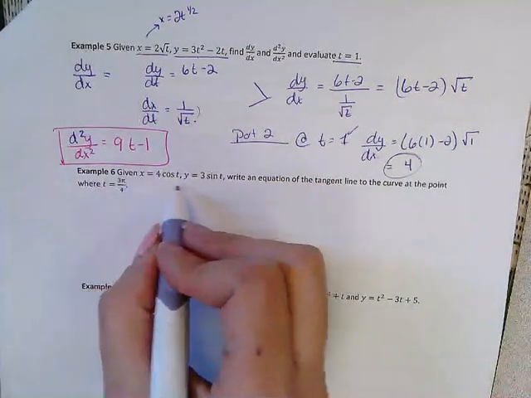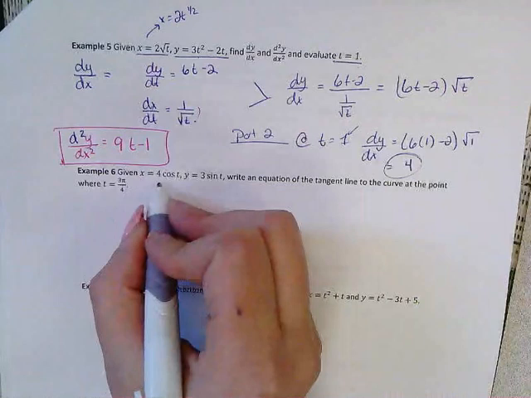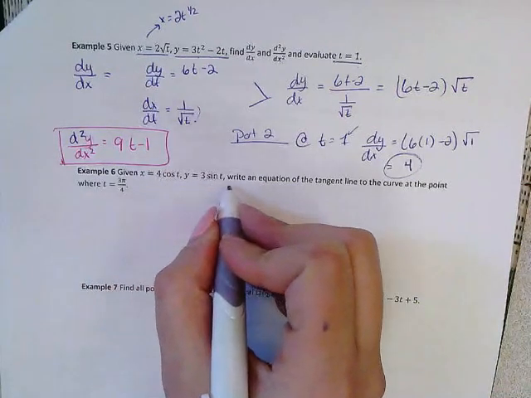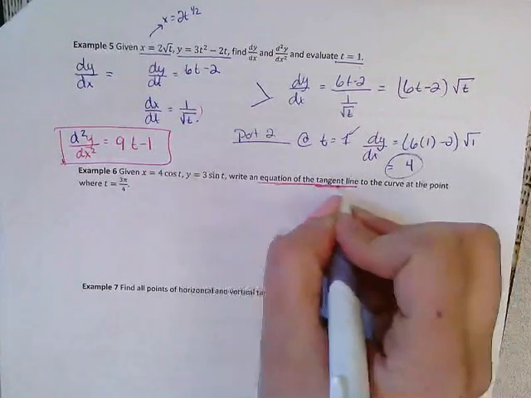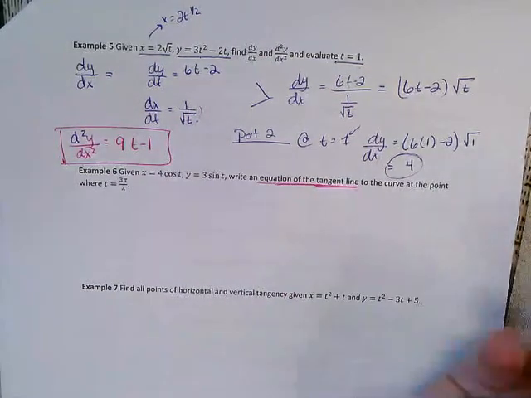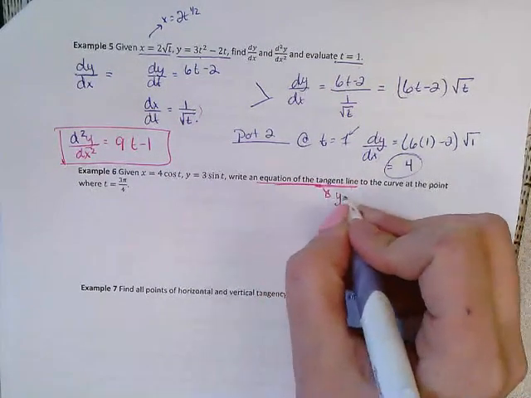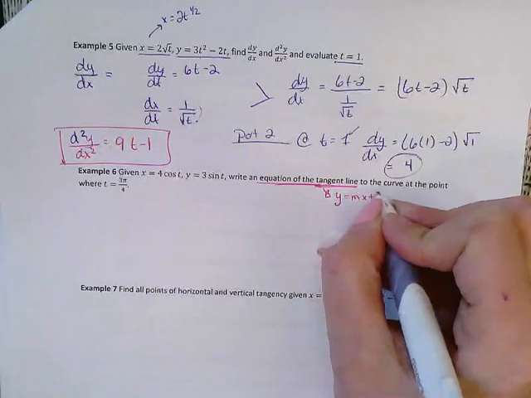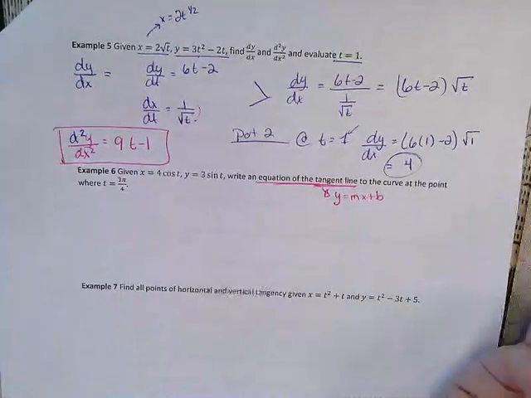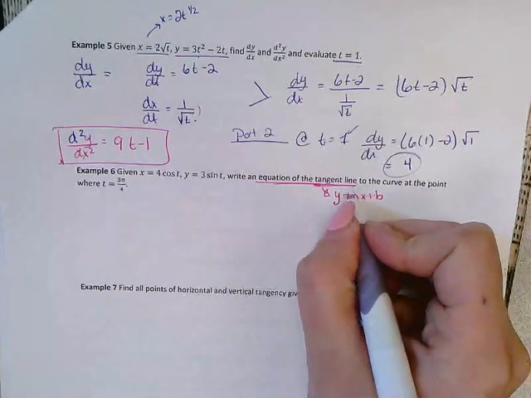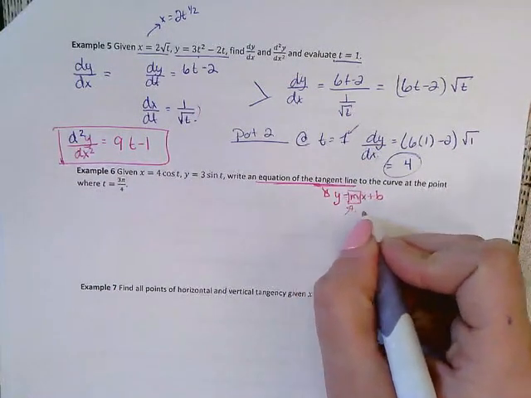Alright, you're going to do the same exact thing. Given x equals 4 cosine of t, y equals 3 sine of t, write an equation of the tangent line. So here we're actually going to write an equation of the tangent line. We're going to need to write an equation of a line, y equals mx plus b, to the curve at this point. So the first thing we're going to do is use calculus to find the slope.